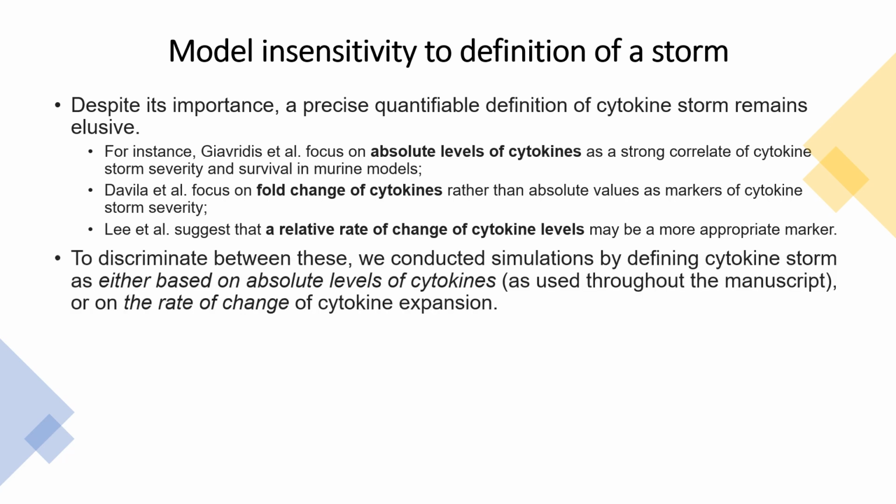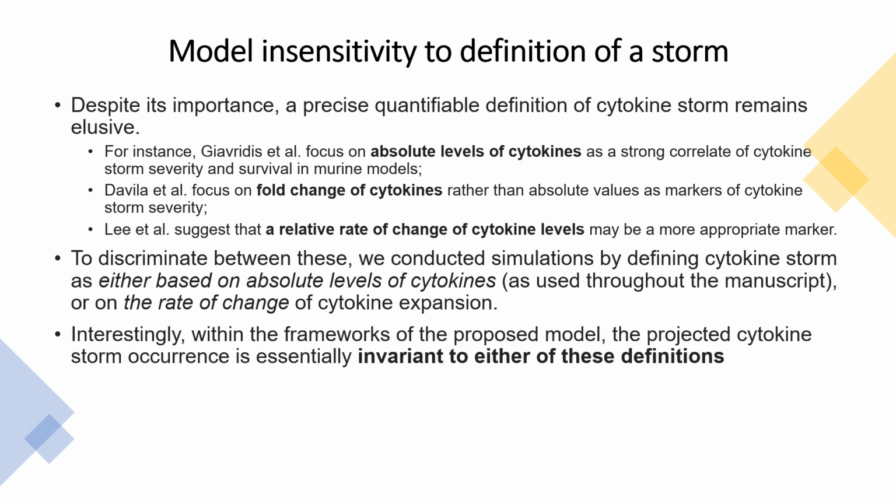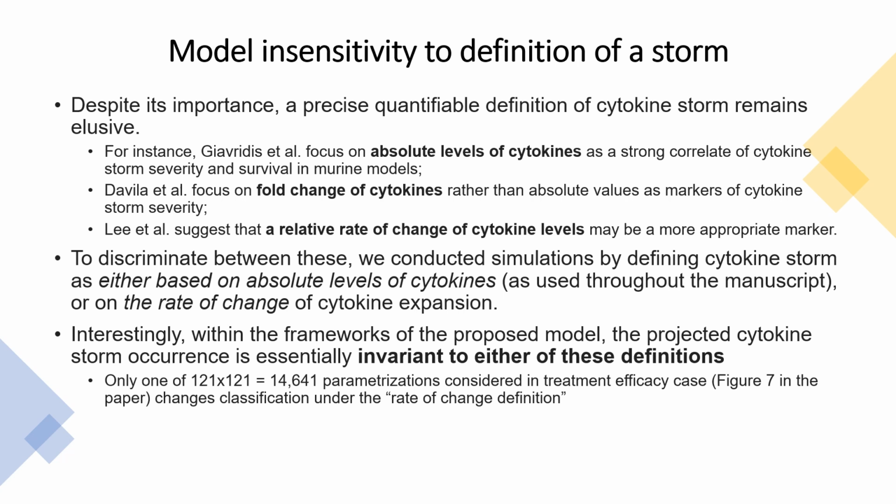So this is a model. We can test hypotheses. To discriminate between these, we conduct simulations where we define the storm either based on absolute levels of cytokines, so the very first definition, or the rate of change of cytokine expansion. And that was a little unexpected, but also pretty great. Within the framework of this model, projected cytokine storm occurrence is essentially invariant to either of these definitions. Out of over 14,000 parameterizations that we checked with these different definitions, only one flipped classification under the rate of change definition. That is pretty remarkable and kind of unexpected, but also very good to know.